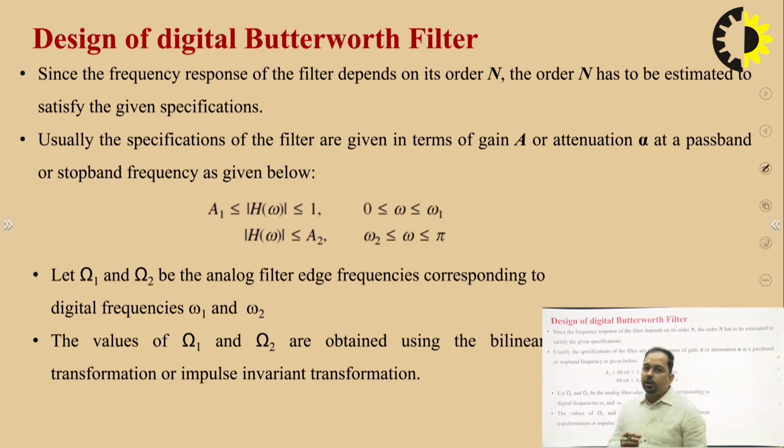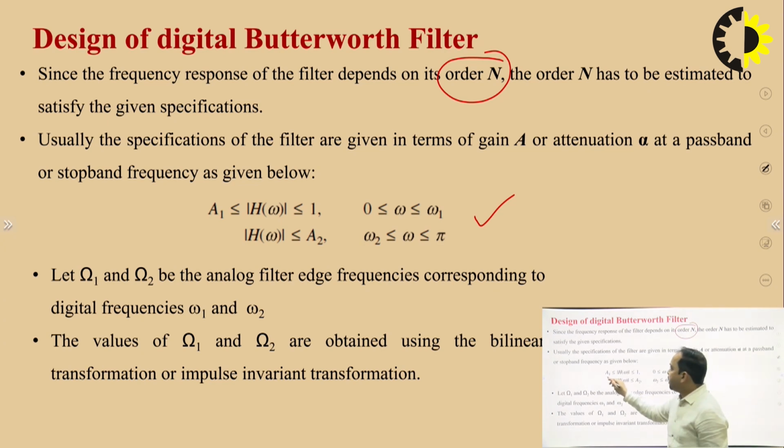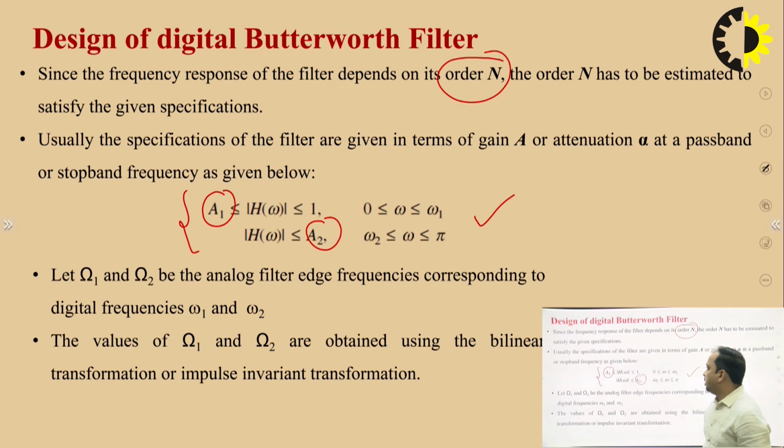Since the design of the filter, or the frequency response, depends on the filter order n, we'll start with the calculation of the filter order from the filter specifications provided. From these specifications, we can see that we have A1 and A2, which are the attenuations, and we have the omegas. These are the specifications provided for a digital Butterworth filter, and we need to design this filter.